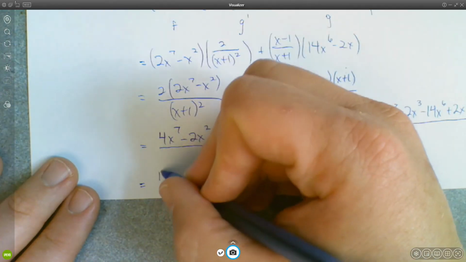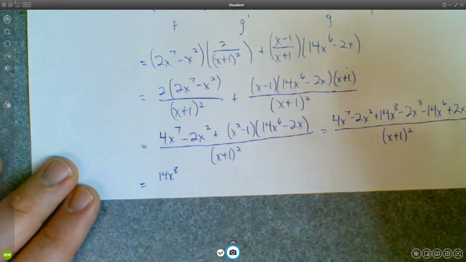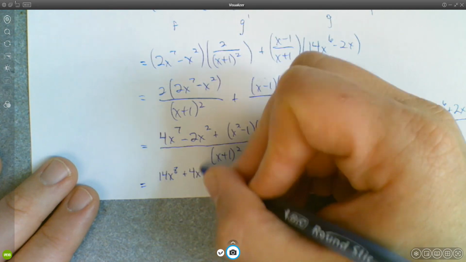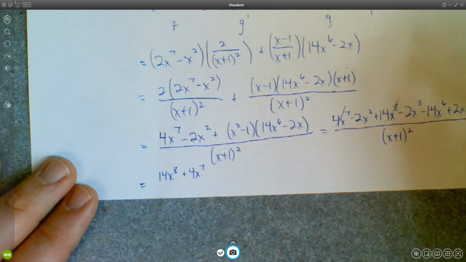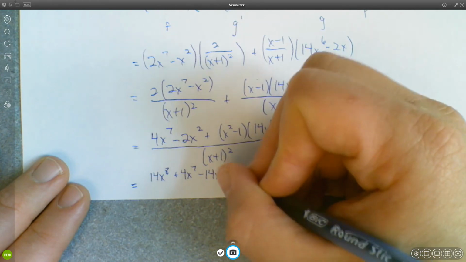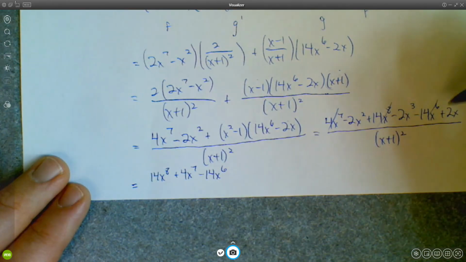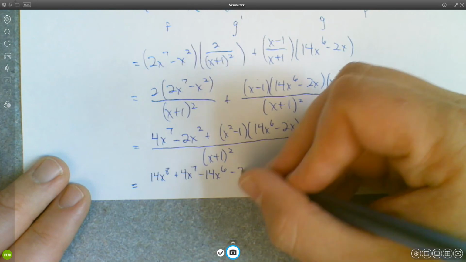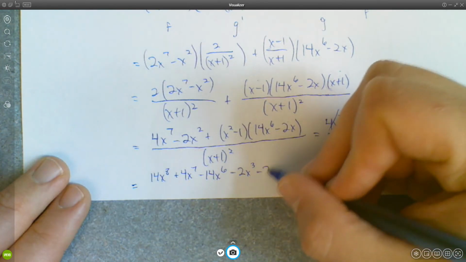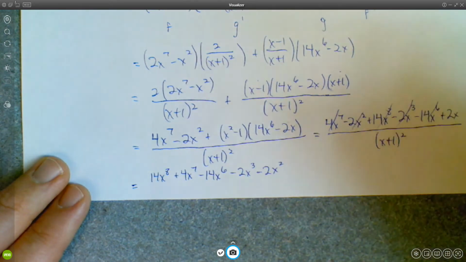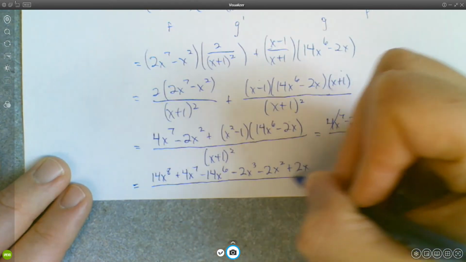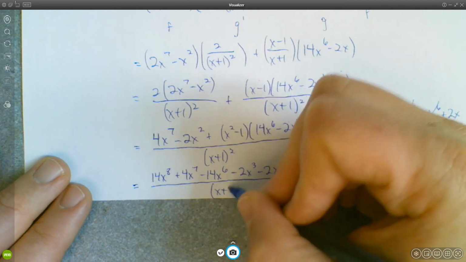We've got 14x to the 8th, and then a 4x to the 7th, and then a negative 14x to the 6th, and then a negative 2x cubed, a negative 2x squared, and a positive 2x, all over x plus 1 squared.